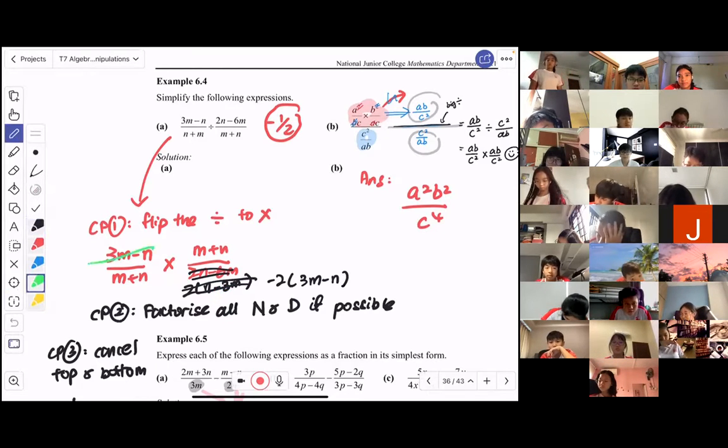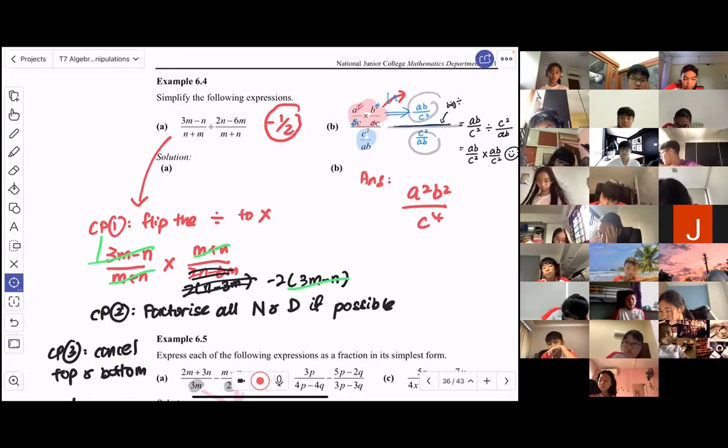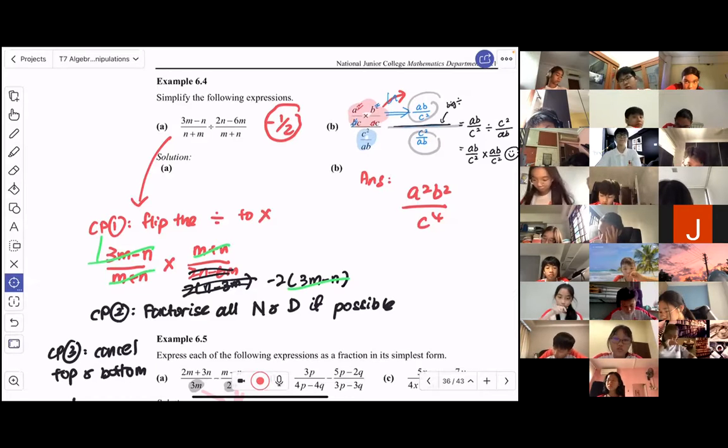You can see green color, cancel, cancel, cancel, cancel. I'm left with a 1 at the top, negative 2 at the bottom. Is that okay? Okay, thank you for asking. 6.4a is negative half. Yes, correct. The student who asked this, 6.4a is negative half.